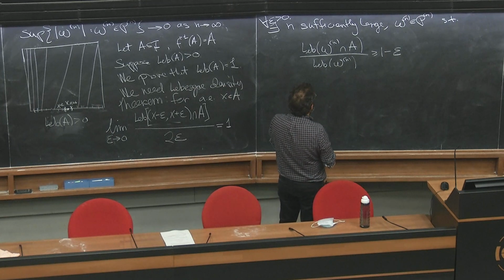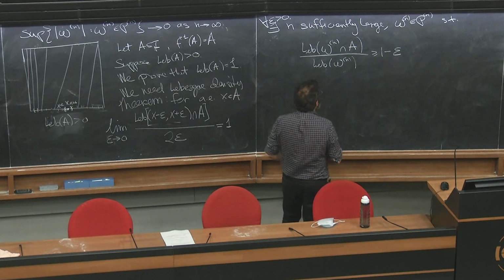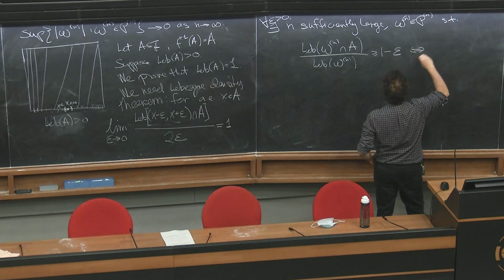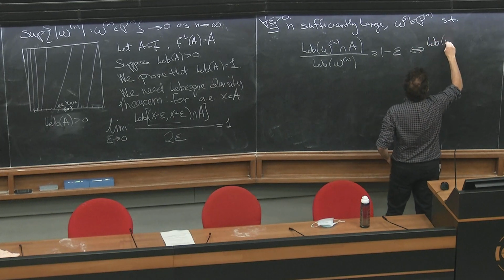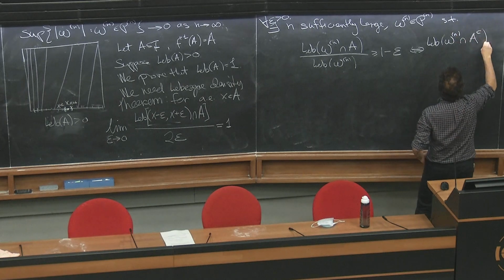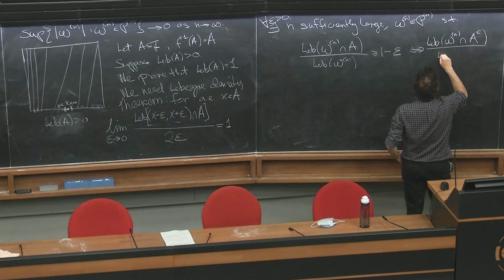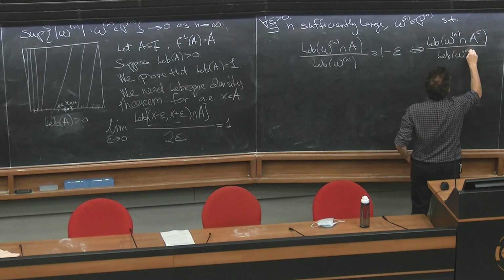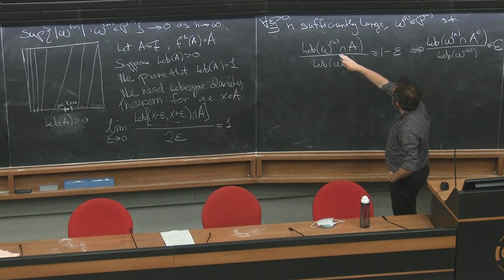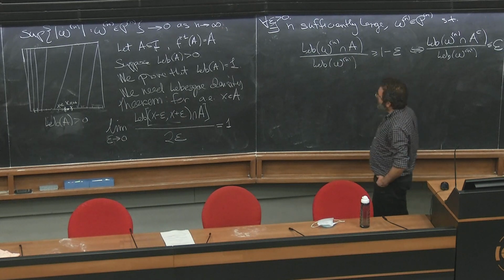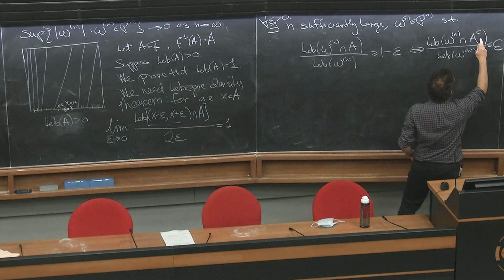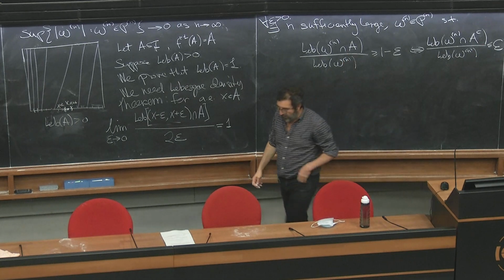Okay? And what this means is, in fact, that it will be a little bit more useful for me to say that the Lebesgue measure of omega n intersection the complement of A over the Lebesgue measure of omega n is less than or equal to epsilon, of course, right? So if inside omega n you have at least 1 minus epsilon measure that belongs to A, then there must be less than epsilon measure that belongs to the complement of A.